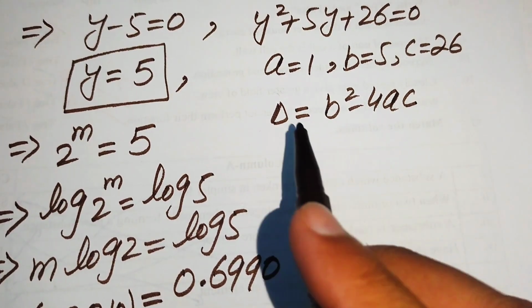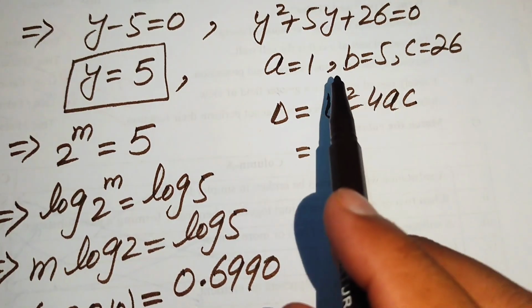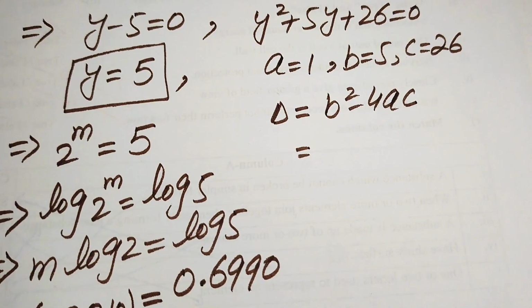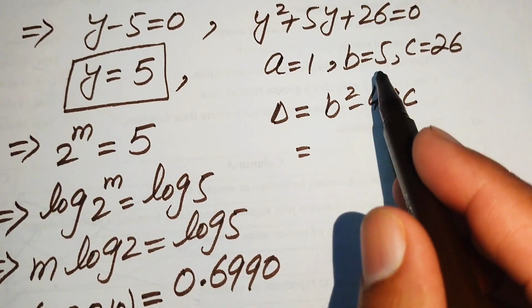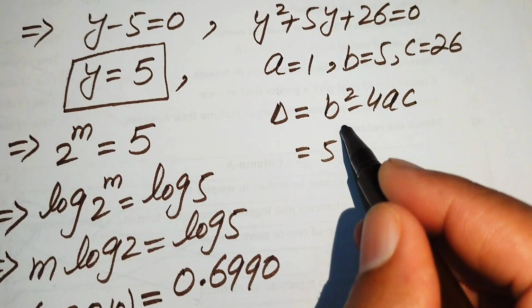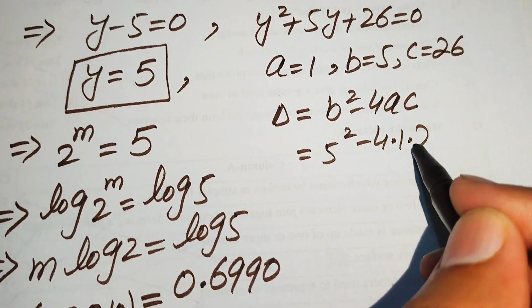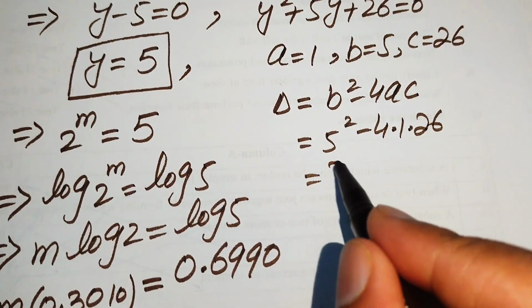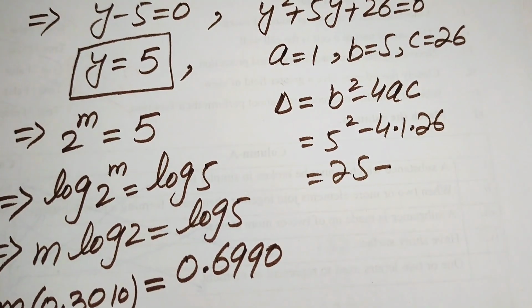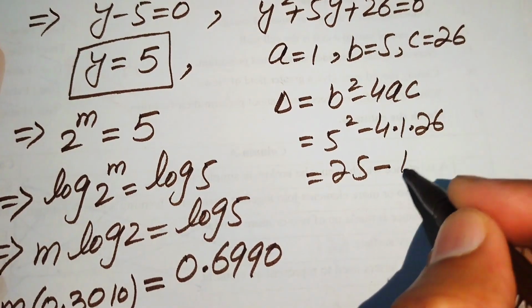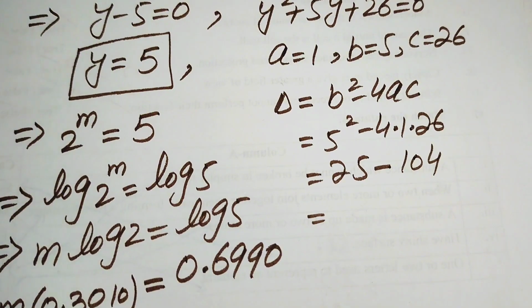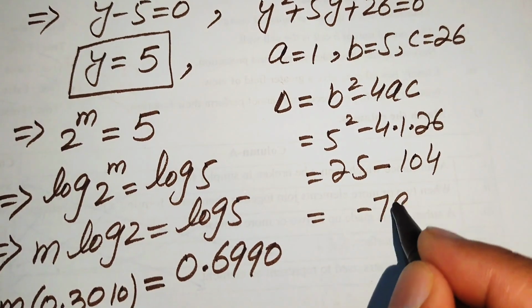This formula gives us the behavior of the roots of the given equation. Now we substitute the values of a, b and c. b is 5, so 5² minus 4 times 1 times 26. We know that 5² is 25, minus 4 times 26 which is 104. Now we subtract 25 minus 104, which equals -79.